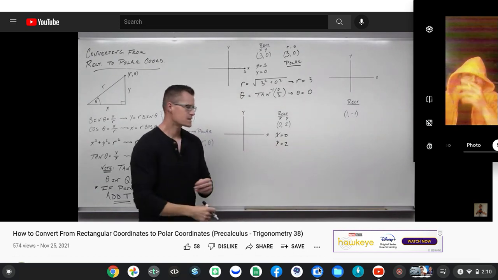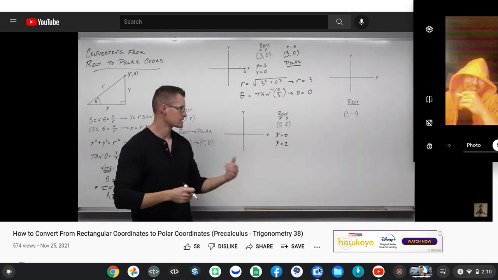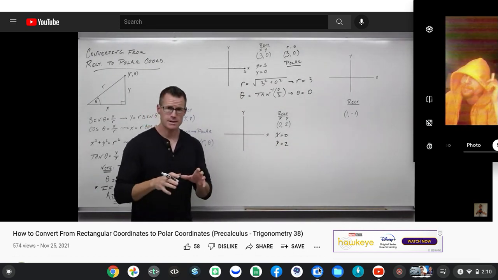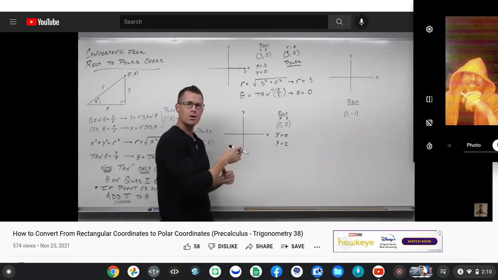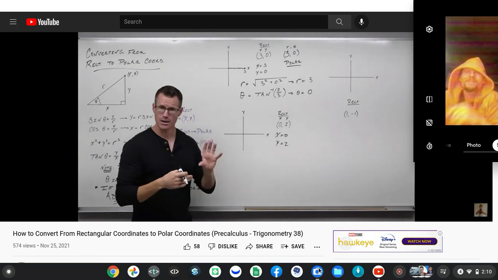So in our case, X equals 0 and Y equals 2. Next thing, plot it. See where it is. Because X is 0 and Y equals 2, that puts us on the Y-axis, the positive Y-axis.